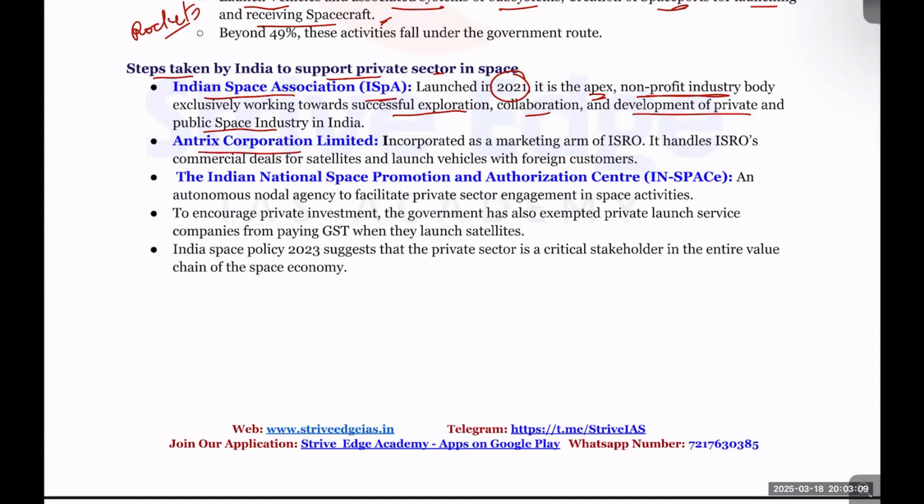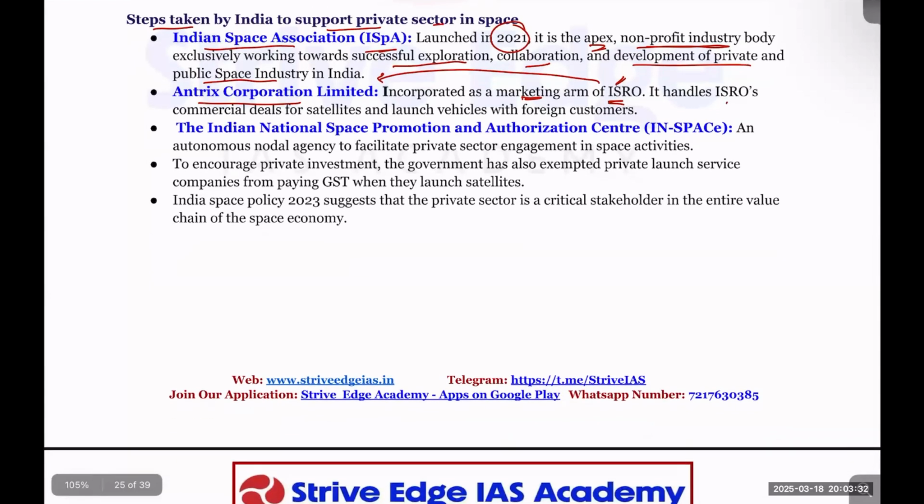Antrix Corporation Limited has been launched, and it is a marketing arm, okay, of ISRO. So ISRO is a government body, and if it wants to market its product, then it has formed a new body, which is Antrix Corporation. It goes in the market, and it tries to increase the market of ISRO's products, right? So ISRO's commercial deals will be handled by this Antrix Corporation.